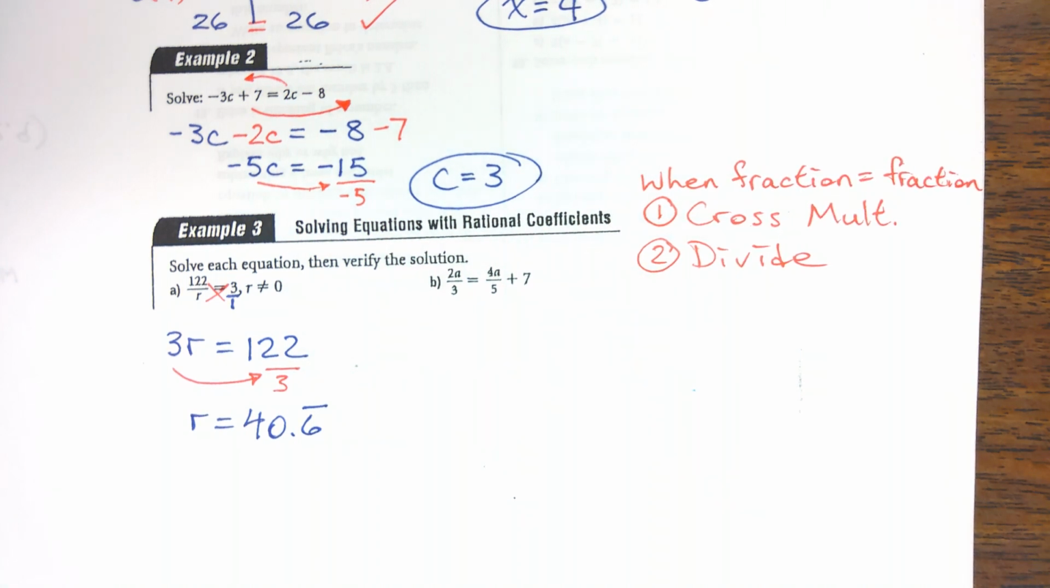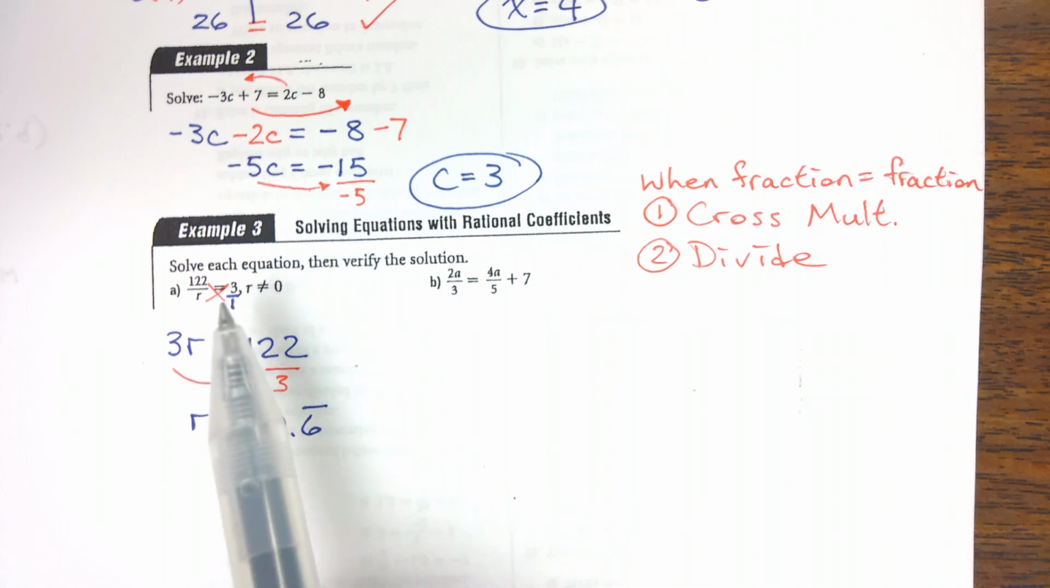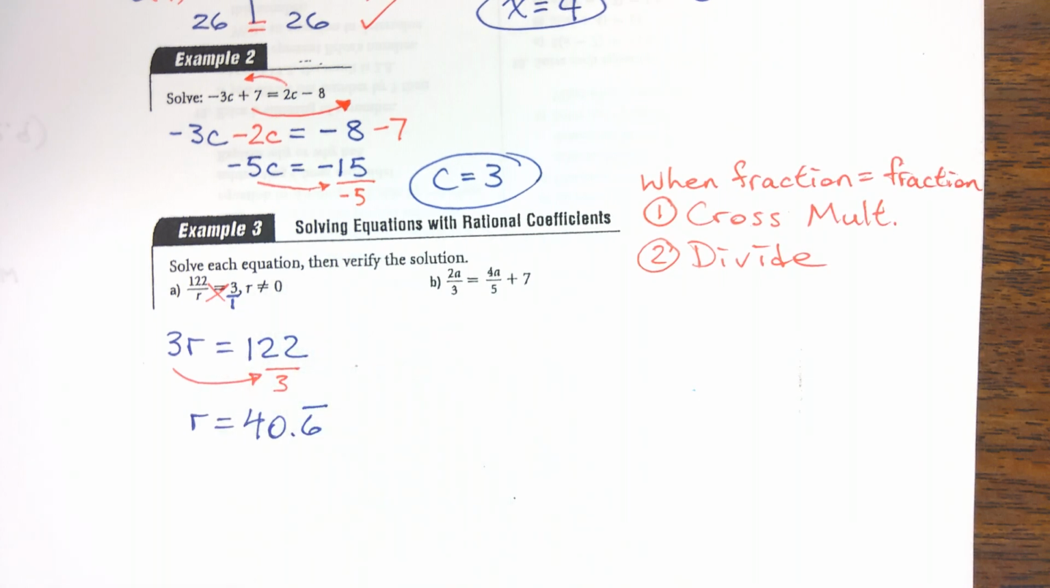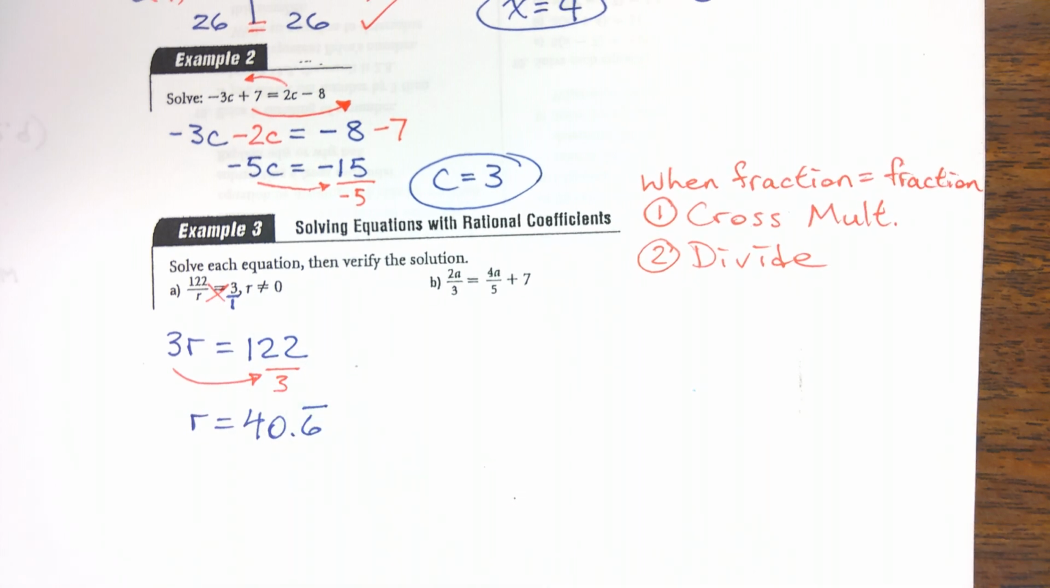Okay. Again, like with these ones, you could do trial and error as well. Like 122 divided by what would give you 3, but for you to get a decimal, it might take you a while. So this mathematical method will help you get the answer.